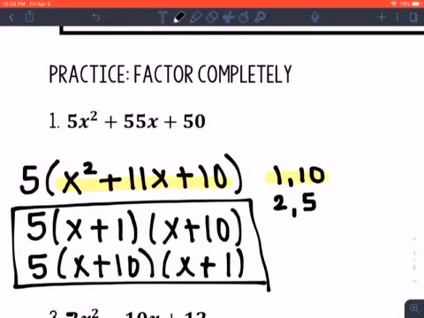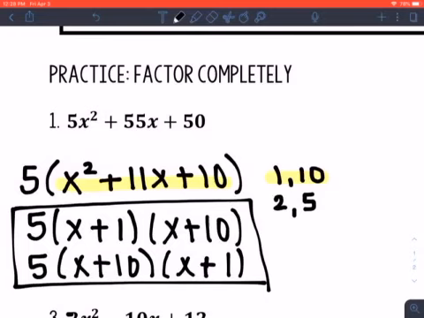Now, we can always check our work. What I think is easiest is if we multiply that binomial times binomial first and then distribute that 5. That should get us back to the 5x squared plus 55x plus 50 if we wanted to check our work.